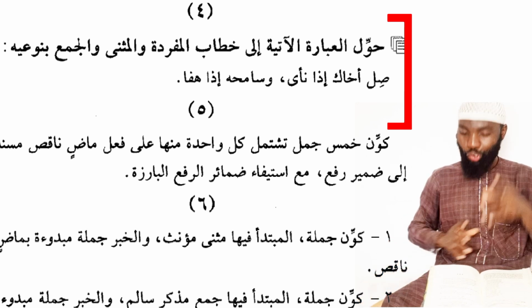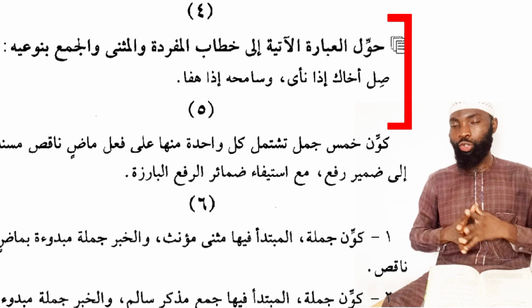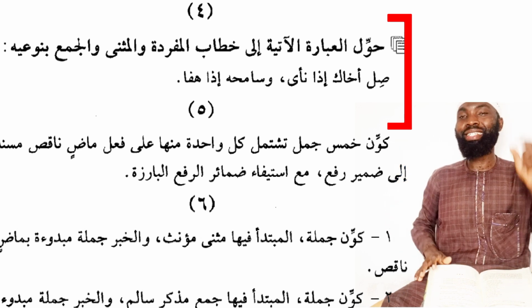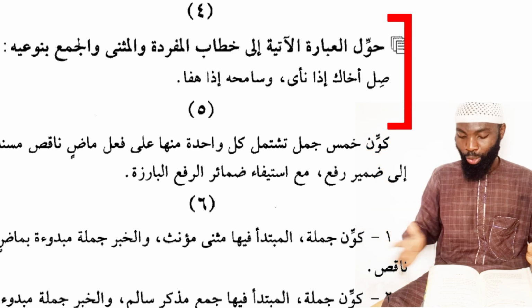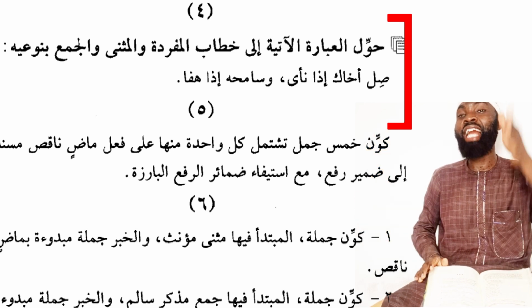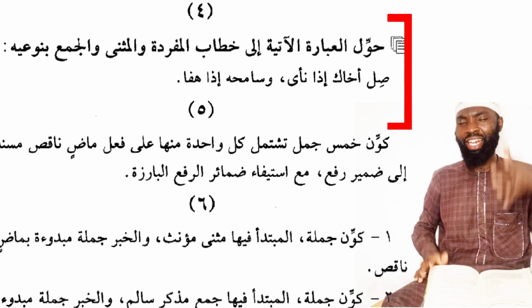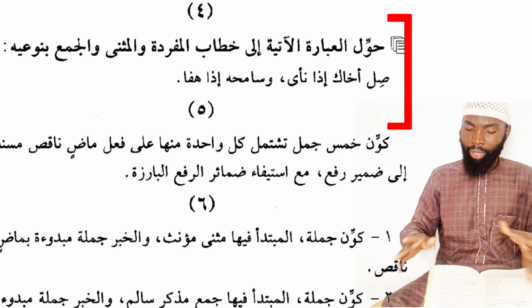So now here we have sil akhaka idha na'a wa samihu idha hafa. The two words you have to look at are the word sil and the word samih. These are the command tenses. So for the female it will be sili, then you complete. For samih to be samihi. If there are two, sila, samiha. Can you see? Samihu, silu. So you can do this by yourself.